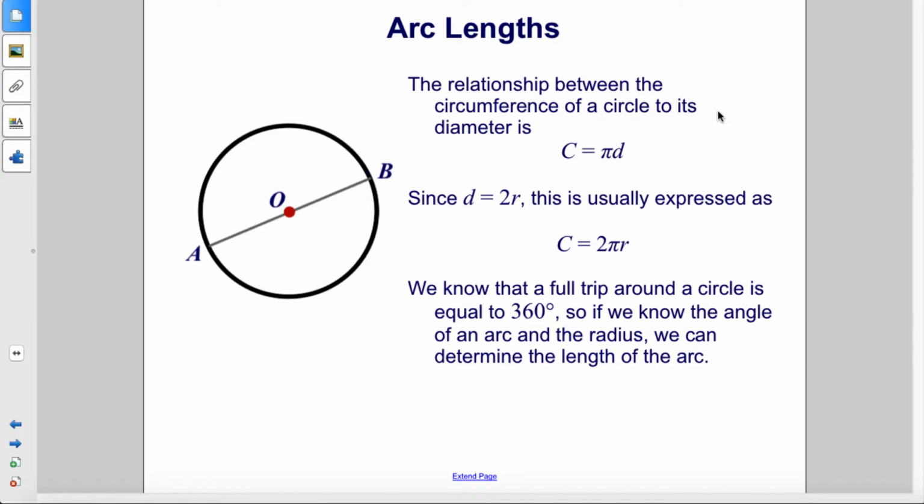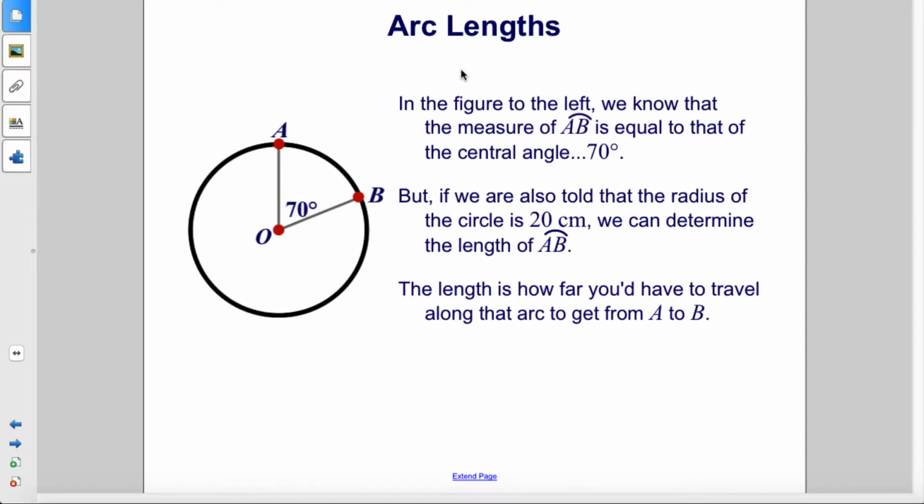Arc lengths. The relationship between the circumference of a circle to its diameter is circumference equals pi times diameter. Since d equals 2r, 2 times the radius, this is usually expressed as circumference equals 2 times pi times radius. We know that a full trip around a circle is equal to 360 degrees, so if we know the angle of an arc and the radius, we can determine the length of the arc. In the figure to the left, we know that the measure of arc AB is equal to that of the central angle, 70 degrees. But if we're also told that the radius of the circle is 20 centimeters, we can determine the length of arc AB. The length is how far you'd have to travel along that arc to get from A to B.